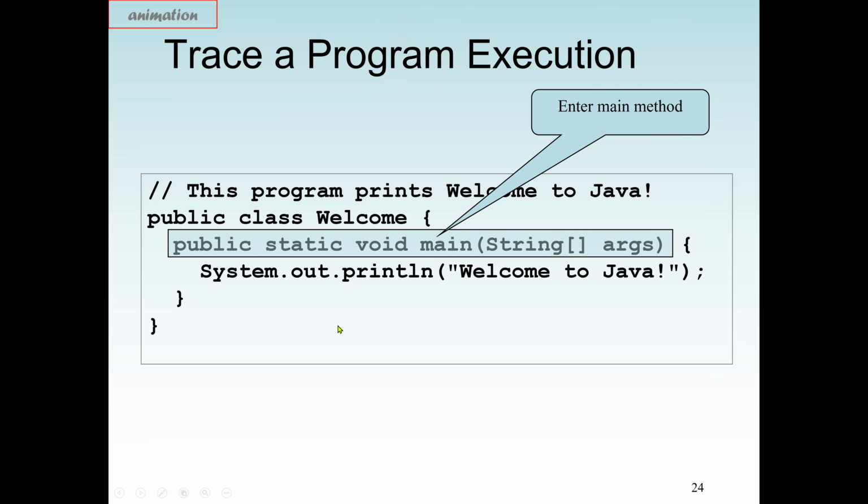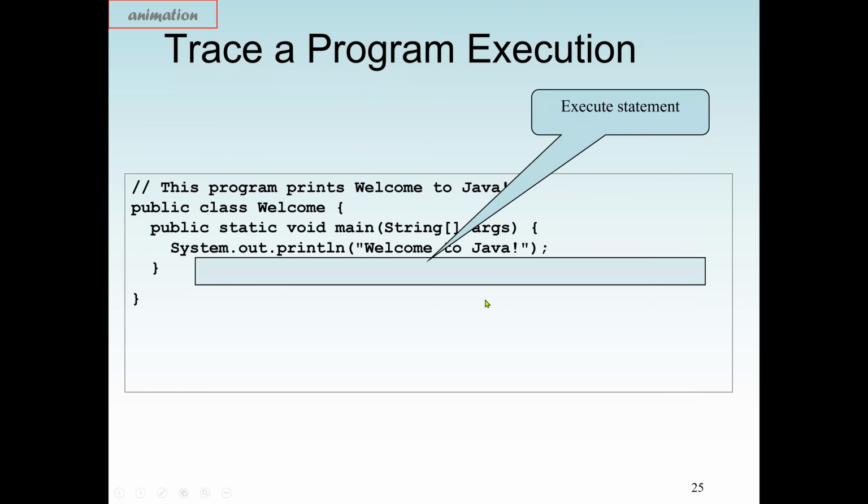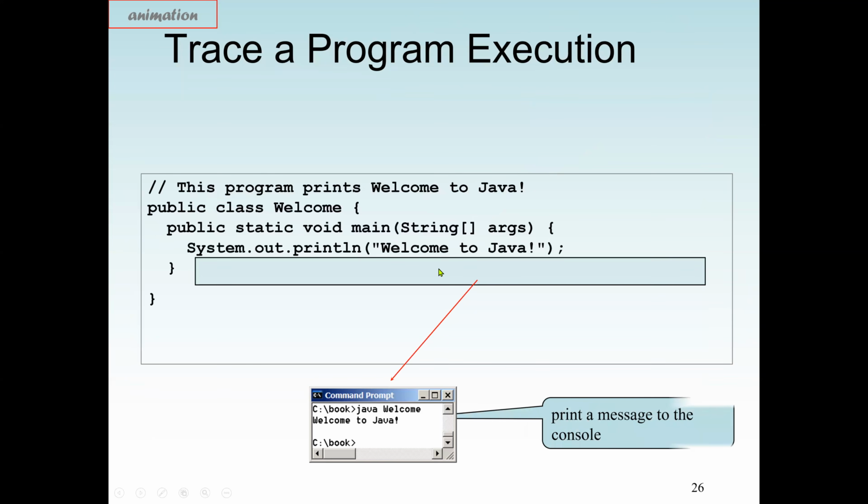Java language. As we said earlier, this is our main method. Then we have our first statement. Actually, that's the only statement, system.out.println. We are going to print welcome to Java. So when we run it, we get our output, welcome to Java.